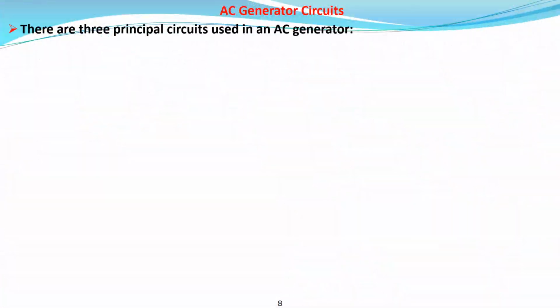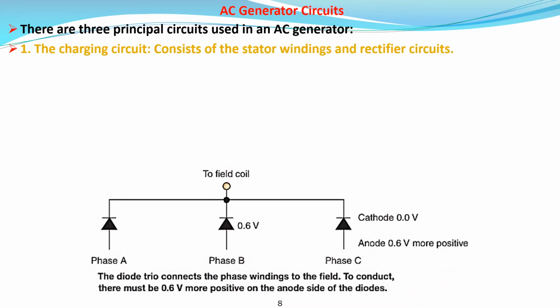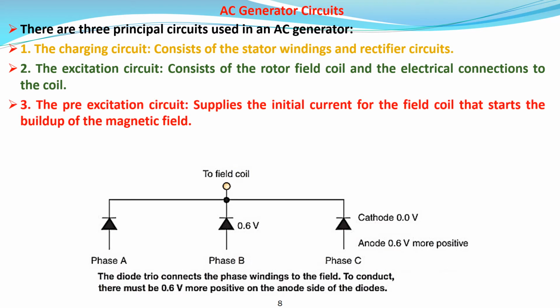AC generator circuits. There are three principal circuits used in an AC generator. First, the charging circuit consists of the stator windings and rectifier circuit. Second, the excitation circuit consists of the rotor field coil and the electrical connection to the coil. Third, the pre-excitation circuit supplies the initial current for the field coil that starts the build-up of the magnetic field.